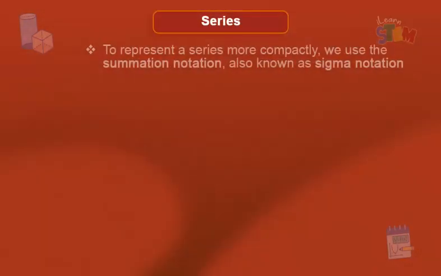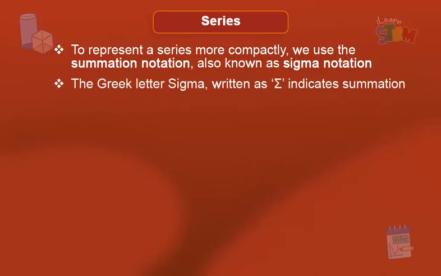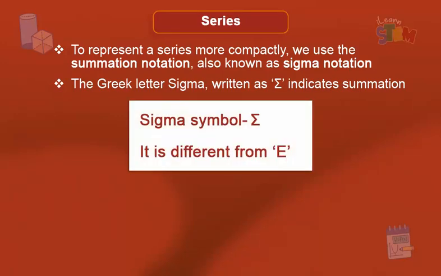To represent a series more compactly, we use the summation notation, also known as sigma notation. The Greek letter sigma indicates summation. Note: the sigma symbol looks somewhat like a stretched letter E, but it is different from the English letter E.